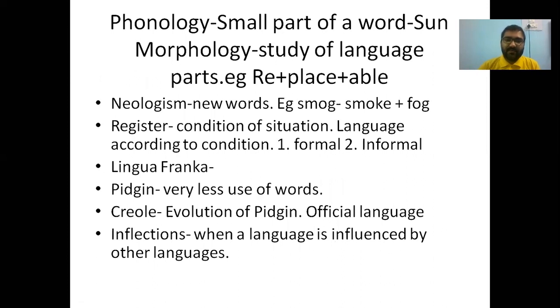Phonology and morphology, these are the two terms. Phonology is the study of the smallest part of a word sound, like sun. Morphology is the study of language in parts, meaning we study a word in parts, the smallest meaningful unit. Morphemes are the smallest meaningful units, and phonemes are the smallest units of sound.